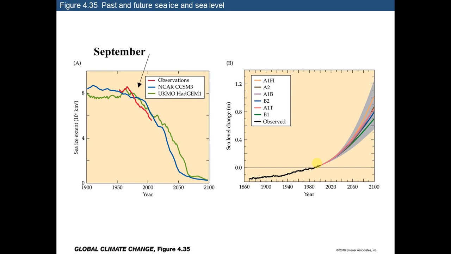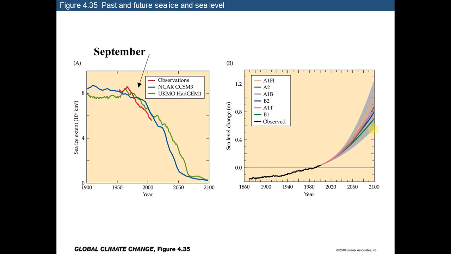And the worst case is that by 2100, sea level will be at the top of the gray bar here, 1.25 meters or 4.1 feet higher than in 2000. The best case is that sea level rise will be 0.55 meters, or 1.8 feet higher than in 2000. That's what I was telling you earlier.